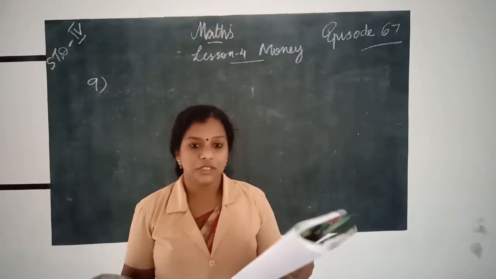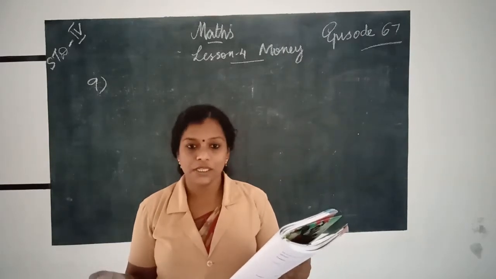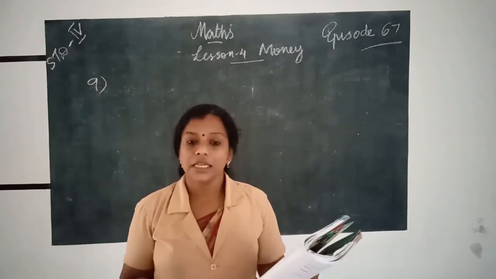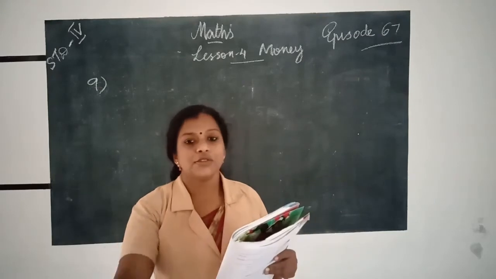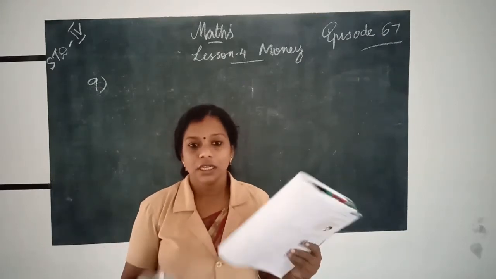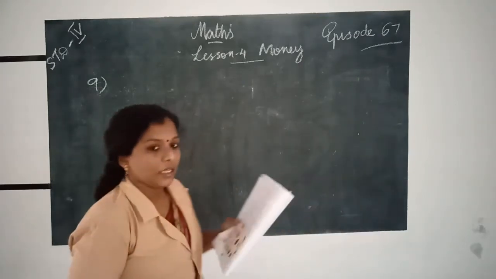Book for rupees 26.35, 26 rupees 35 paisa. And he gives 30 rupees to the shopkeeper because there is no change in his hand.